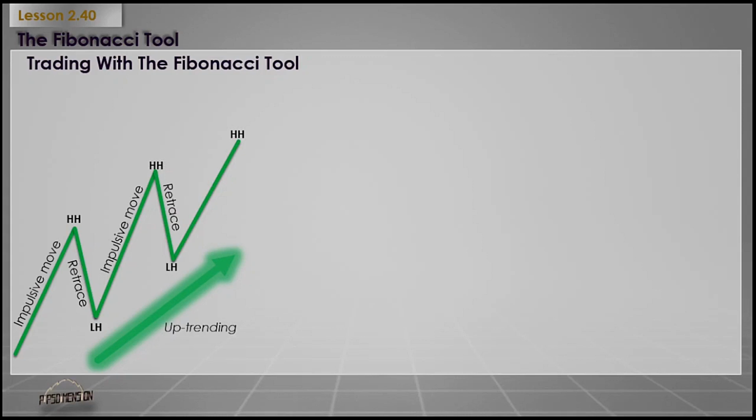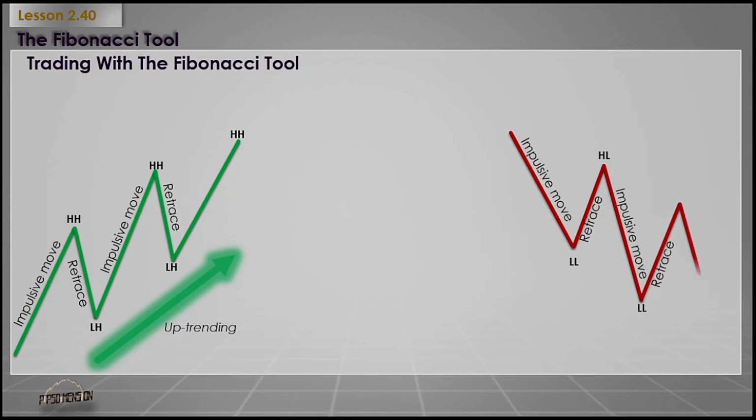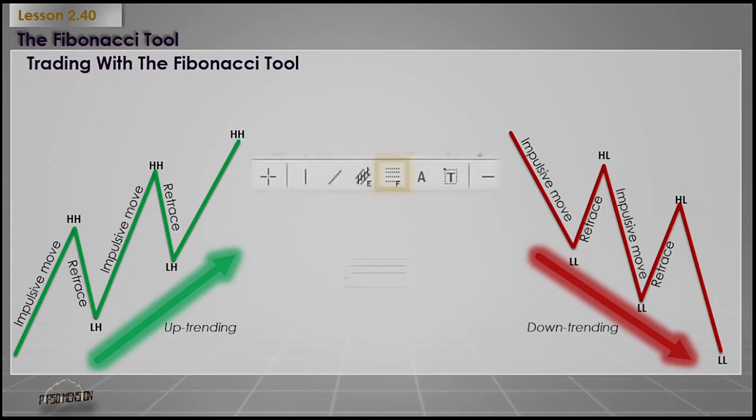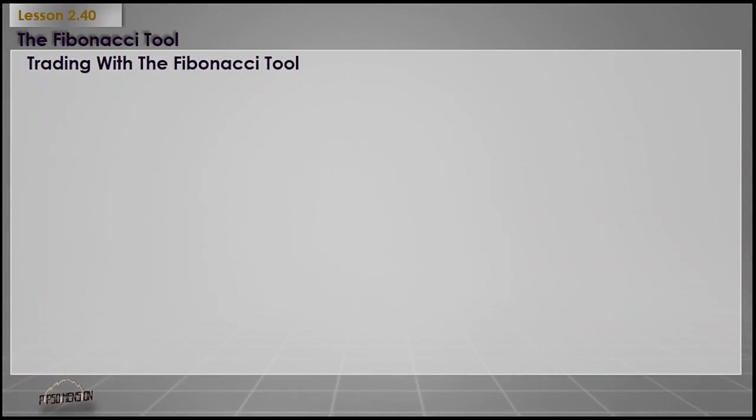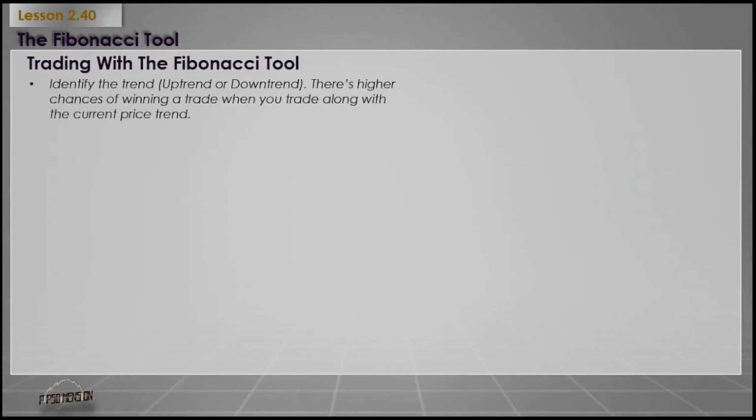And the opposite is for a downtrend. In a downtrend, the price will make an impulsive move to a lower low level, and then it will retrace back to a lower high level before it goes back to a lower low level. So the question is, how do we apply the Fibonacci tool in trading along the trend to make our chances of winning very high? The first step is to identify the trend, and we know how to identify the trend.